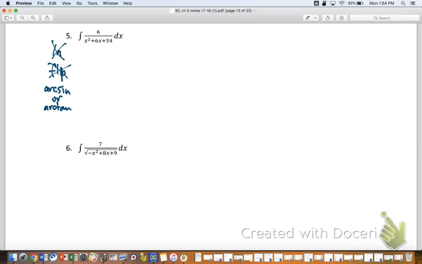Yeah, oh, no, not complete. That's what you got to do. So I'm going to just go off, maybe off to the side here, and say x squared plus 6x. Here's how you complete the square.